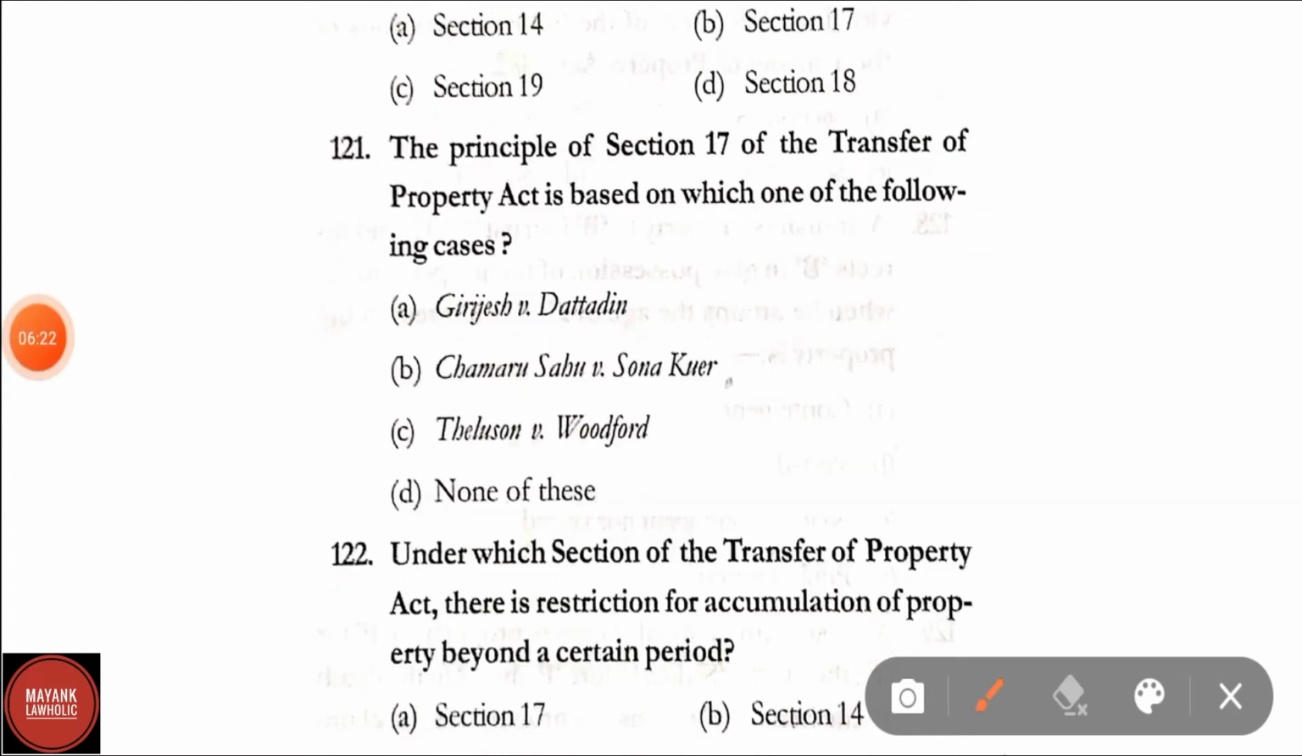Question number 121. The principle of section 17 of the Transfer of Property Act is based on which one of the following cases? Options are Girijesh versus Datadeen, Chamar Sahu versus Sona Kuer, Thellusson versus Woodford, none of these. Here correct answer is option C, that is Thellusson versus Woodford.